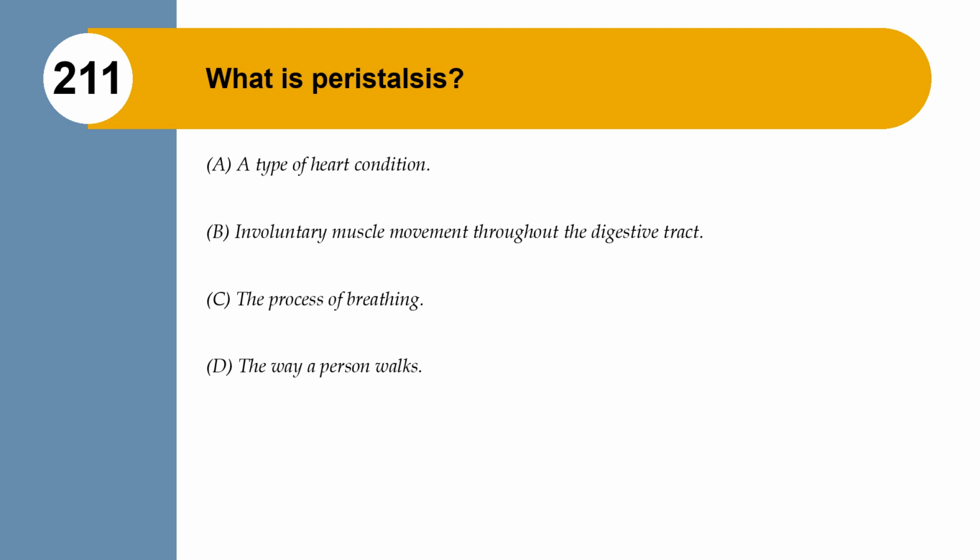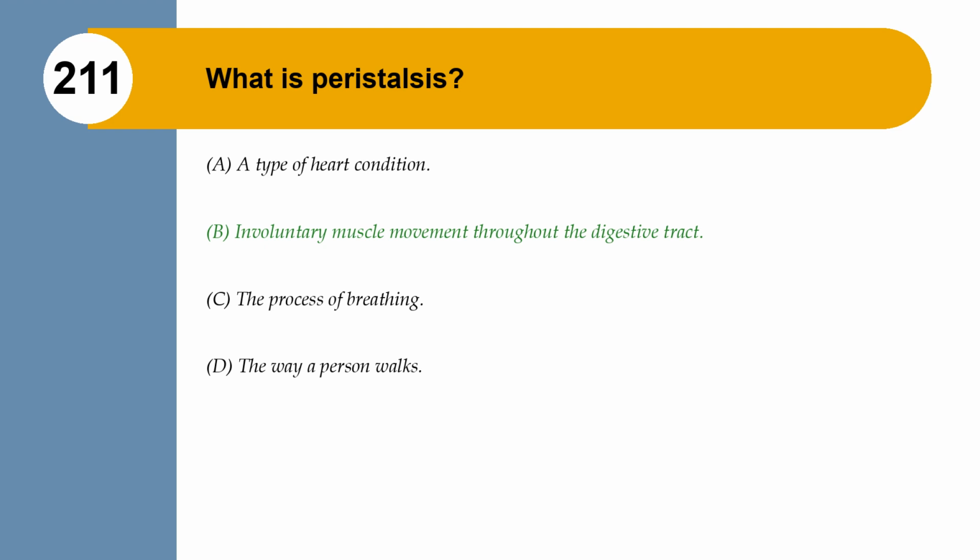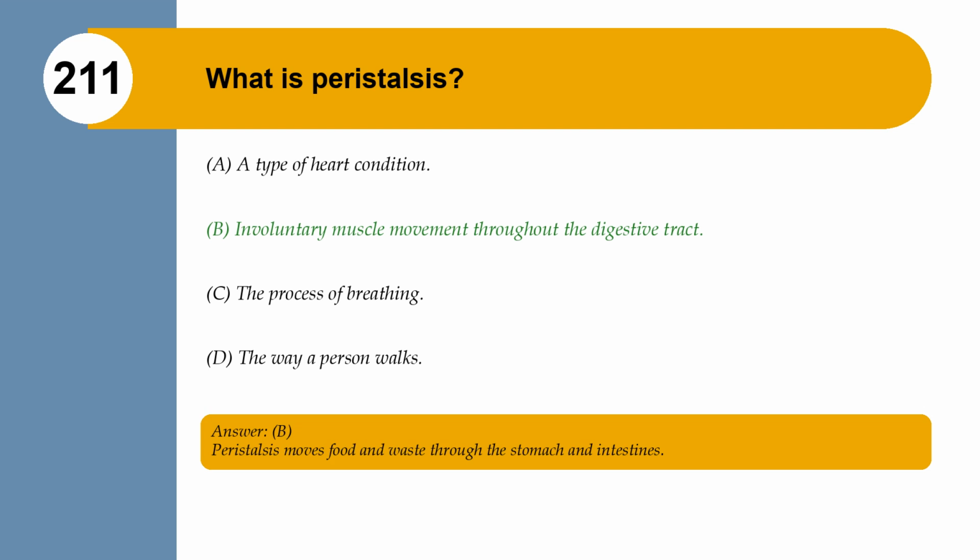Question 211. What is peristalsis? Option A, a type of heart condition. Option B, involuntary muscle movement throughout the digestive tract. Option C, the process of breathing. Option D, the way a person walks. The correct answer is option B, involuntary muscle movement throughout the digestive tract. Explanation. Peristalsis moves food and waste through the stomach and intestines.